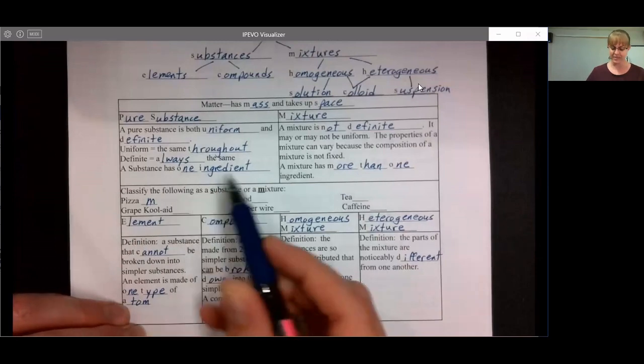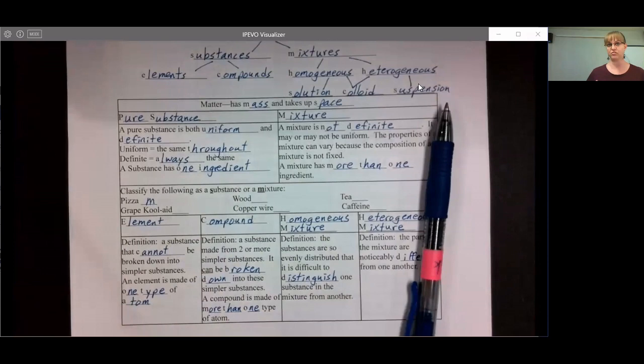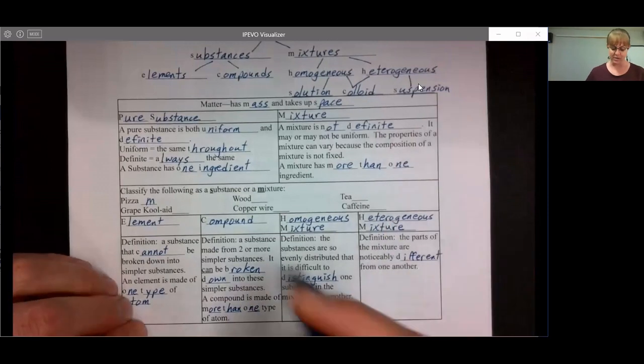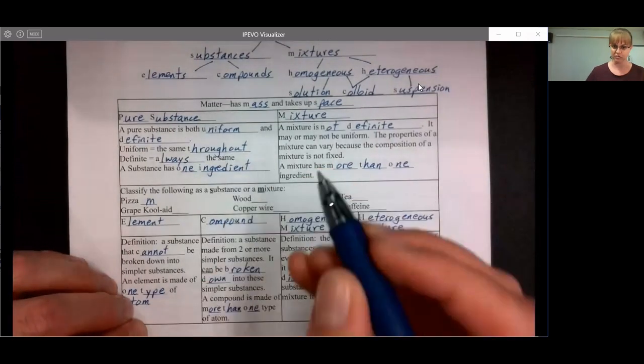Grape Kool-Aid. Is grape Kool-Aid uniform? Is it the same all the way through the pitcher of Kool-Aid? Well, it should be if you've stirred it up and dissolved the sugar really well. But is it definite? Is grape Kool-Aid the same whether you get the Kool-Aid brand, the Great Value brand, or whatever? No, not necessarily. And grandma may make it with 2 cups of sugar and mom may make it with 1 cup of sugar because she's trying to be healthy. So Kool-Aid is not definite, therefore it fails the test for a substance.